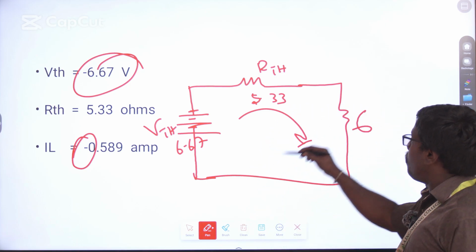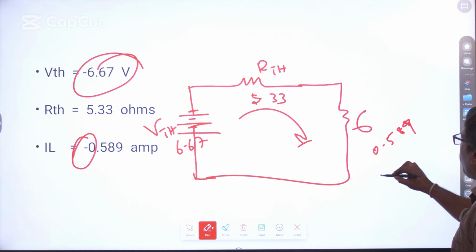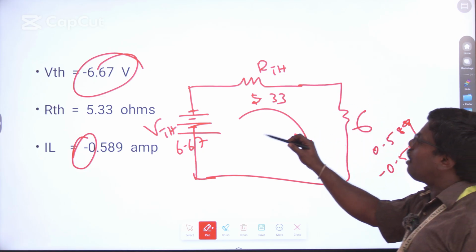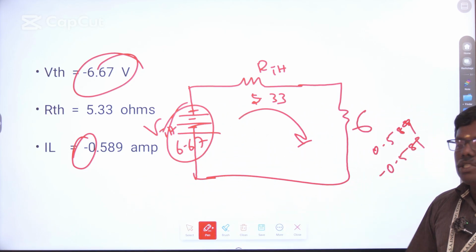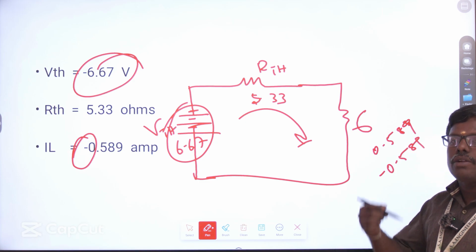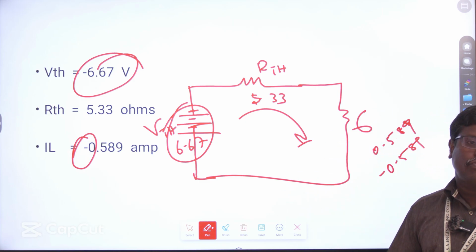Okay, the options may also be given like this, 5.89, minus 5.89. You will be confused, so you have to be very careful with the sign also, because the GATE question is not going to be that easy to solve. So while you are following the basic steps, it will be easy. Try to follow the procedure while you are solving the problem. Try to find a shortcut method to find it.